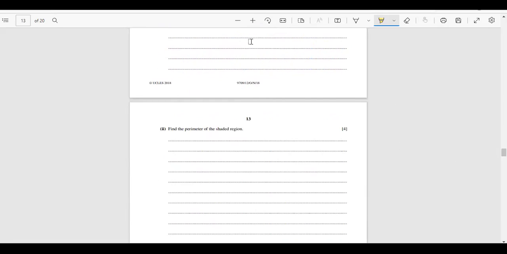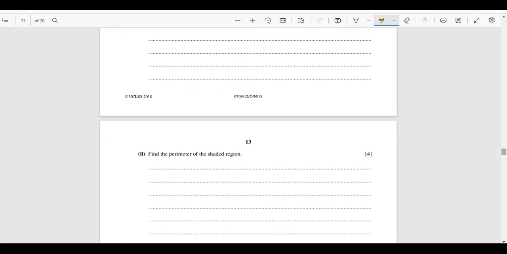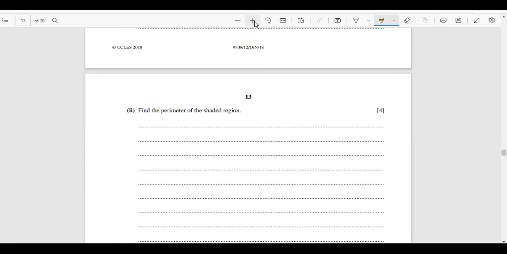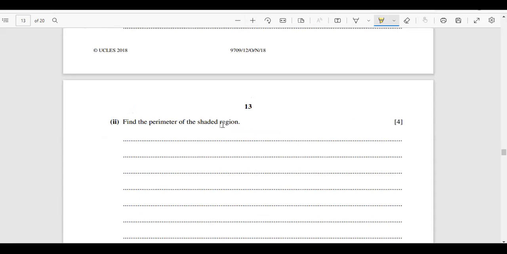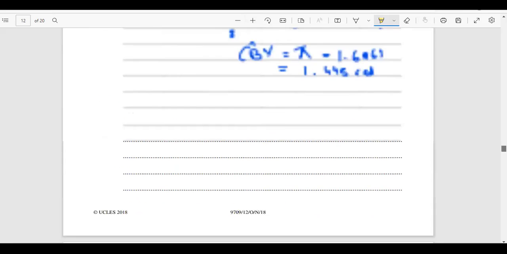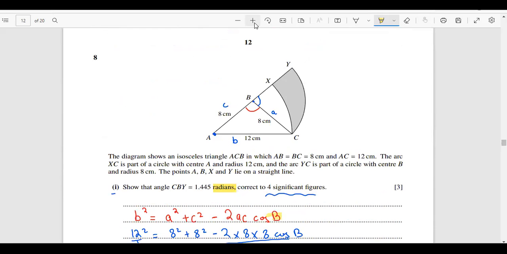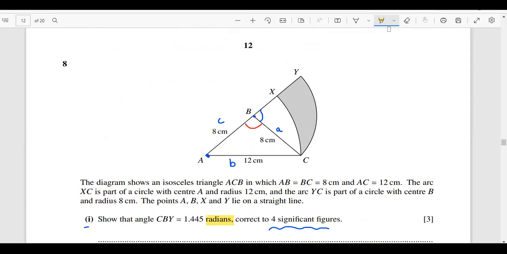Right, let's talk about the next question. It's a 4-mark question. It says, find the perimeter of the shaded region. Okay, so this is the question. Let's go up to the diagram again. So the perimeter of the shaded region, so I'll just erase all this. I'll just add the angle value which we just got.